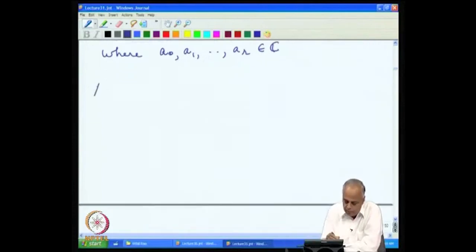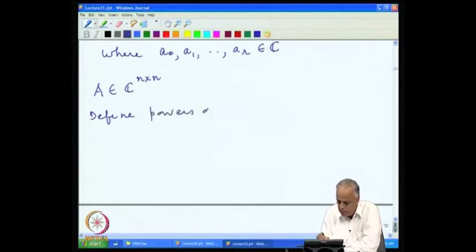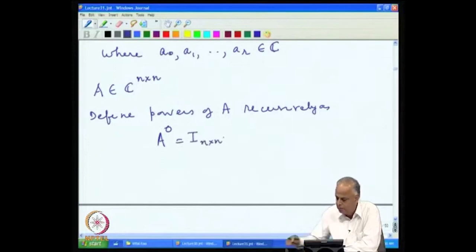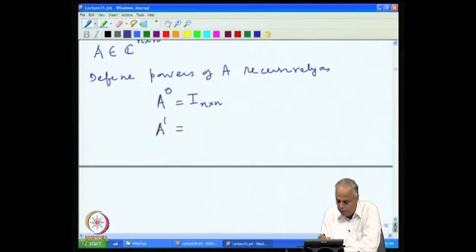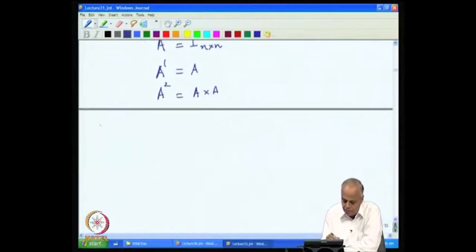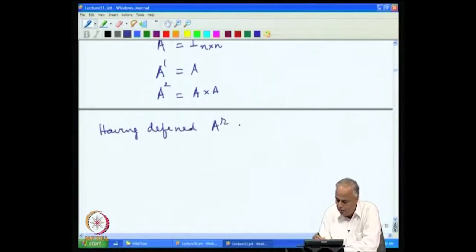Now, suppose A is an n by n matrix. We all know how to define powers of A. We define powers of A recursively as follows: we define the zeroth power to be the identity matrix, the first power A power 1 to be A, A squared to be A into A. Now, having defined A power r, we define A power r plus 1 as A into A power r.